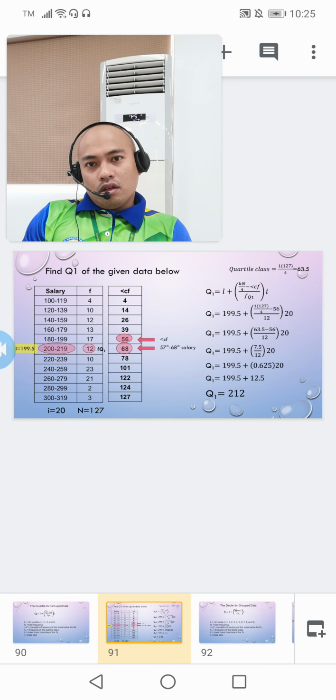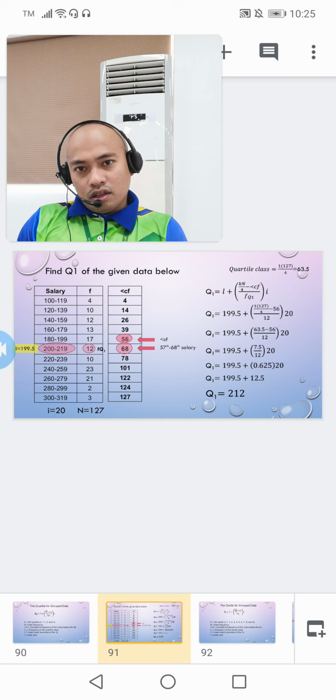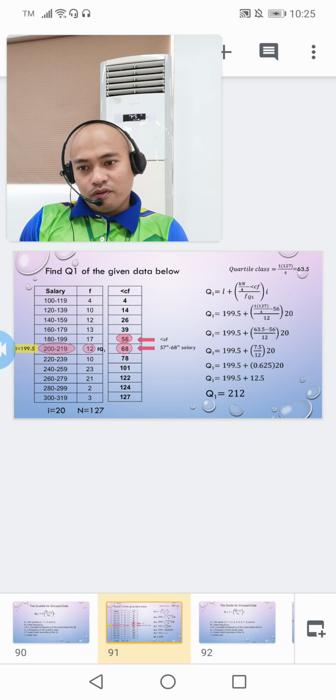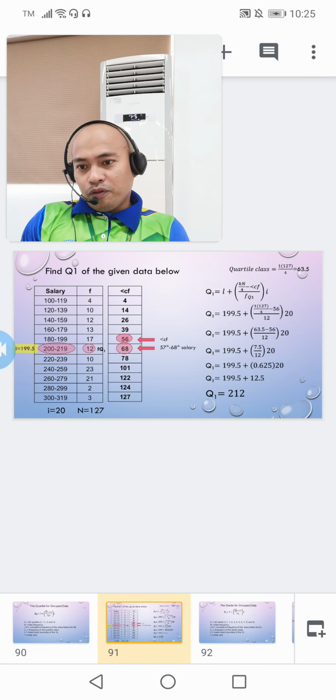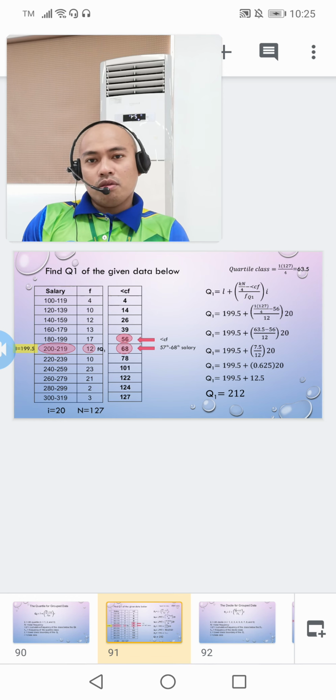What does it mean if we have 68 and before this 68 we have 56? What does it mean when we talk about this 68 in the less than cumulative frequency? It means that the 57th position up to 68th position belongs to it, okay? It belongs to 68 less than cumulative frequency.